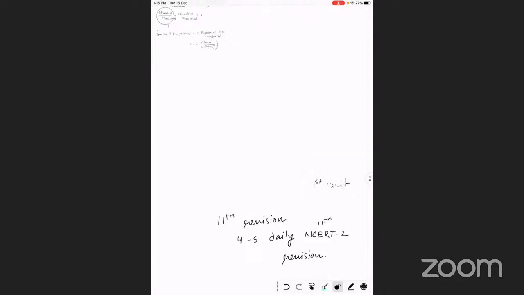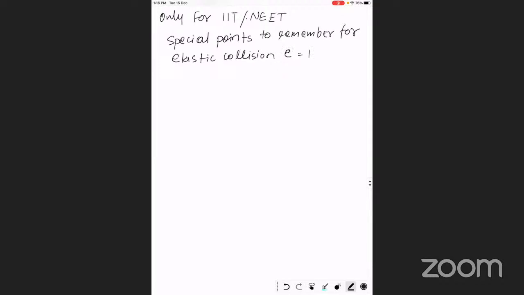of elastic collision. The special points to remember for elastic collision, only for IIT and NEET. What is the value of e? Elastic collision, when e is equal to 1, right?